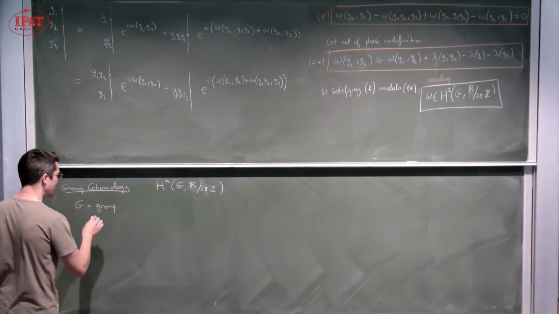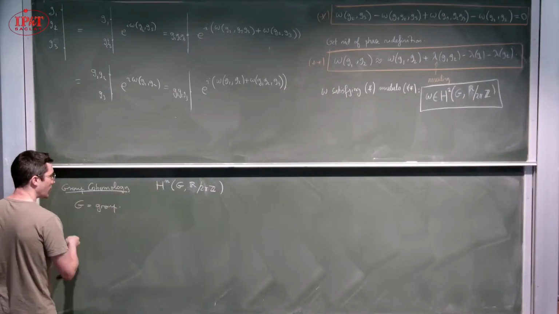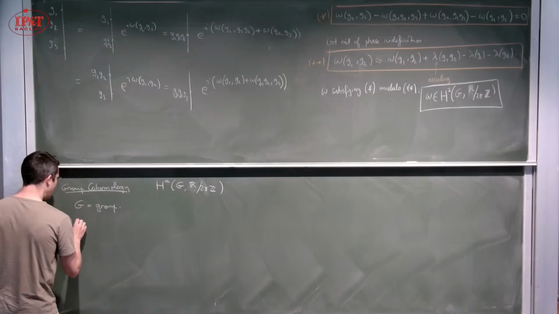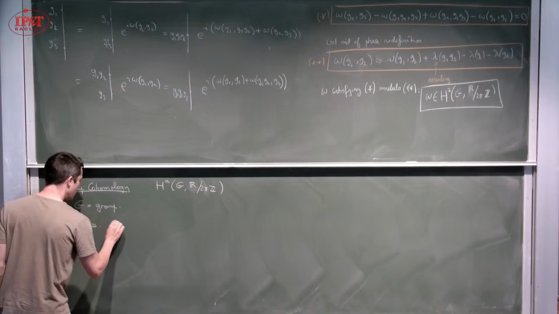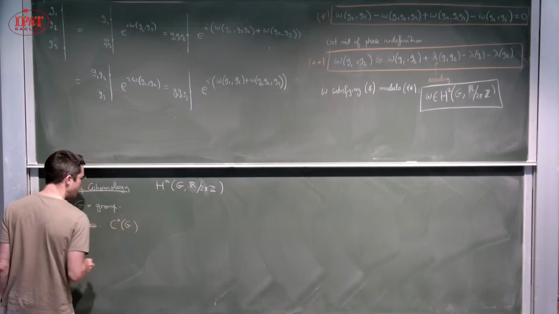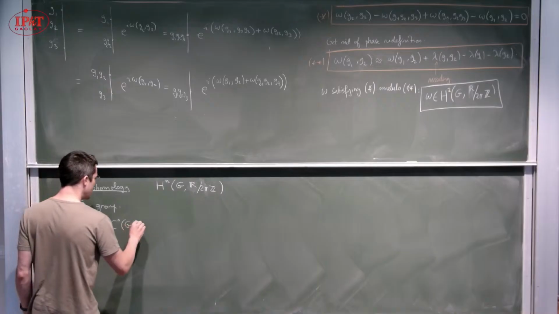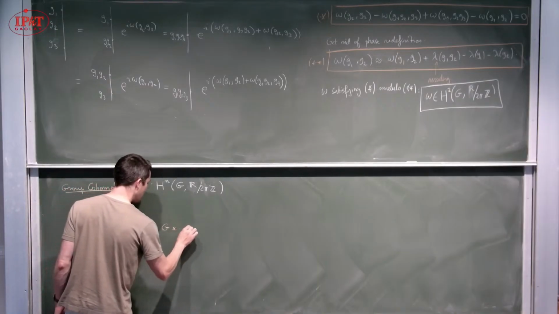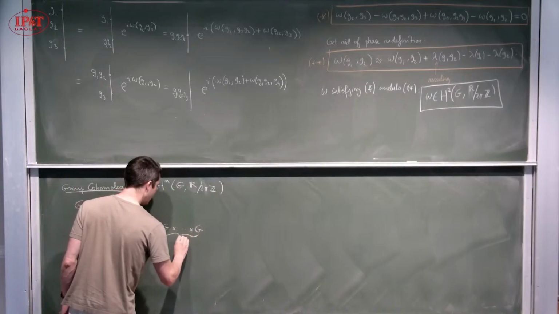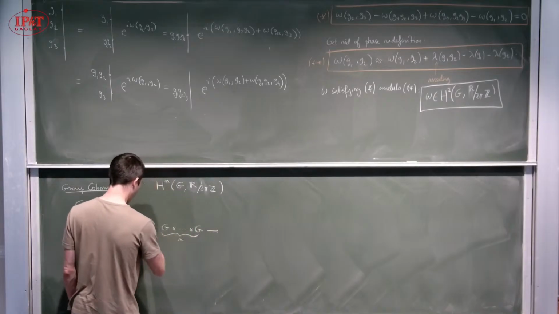So what is the group cohomology? Well, as usual, you define the cochains. So Cn of G. This is just the set of all functions from G times G, n times, into our target.